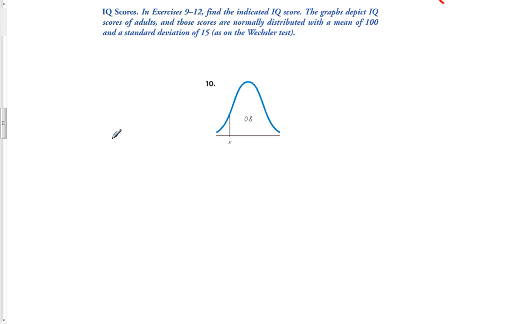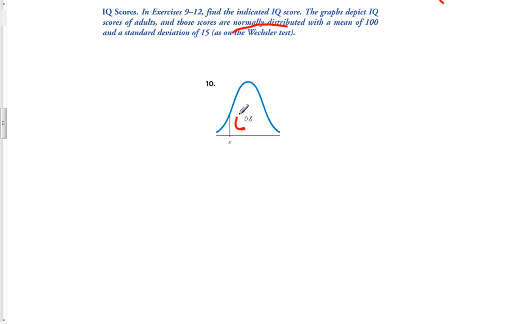The graph depicts IQ scores for adults, and those scores are normally distributed, with a mean of 100 and a standard deviation of 15. So once again, we're being given the mean, mu, and the standard deviation, sigma, 15. Well, let's see, we have 0.8 here.